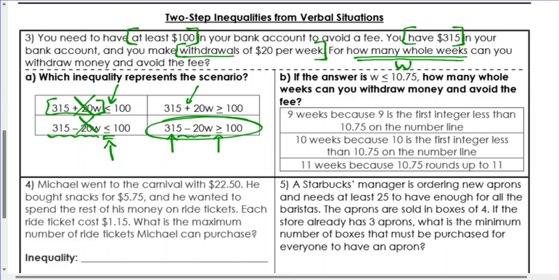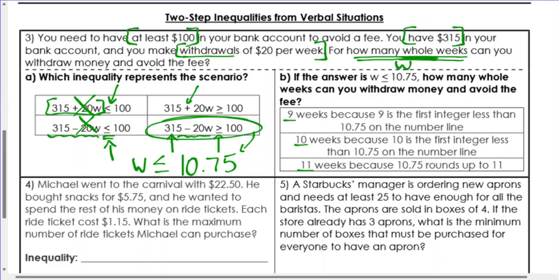So letter B is saying if the answer is W is less than or equal to 10.75. So that's saying when we solve this inequality, that's what we get. How many whole weeks can we withdraw money for and avoid the fee? So the big thing in here is that we're not getting a half of a week. It's talking about the whole number of weeks. So we just want to decide, is it 9, 10, or 11?